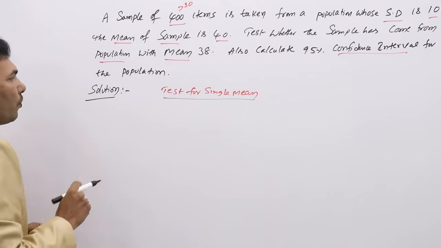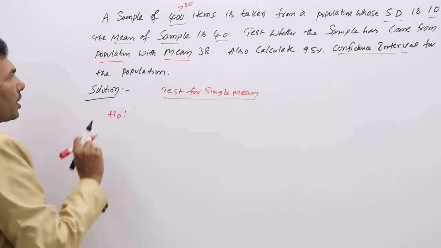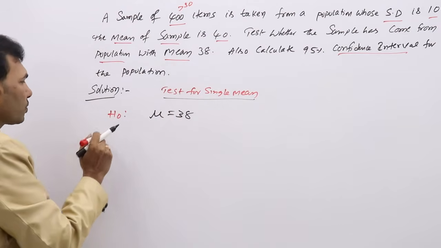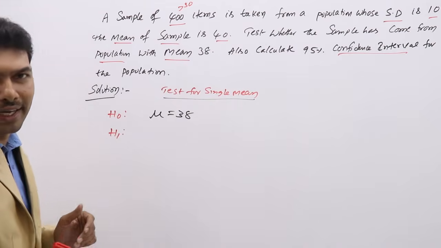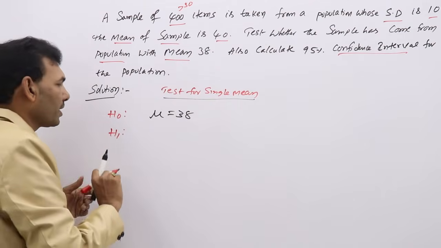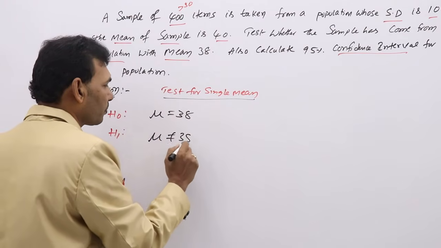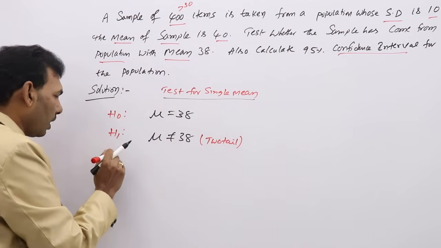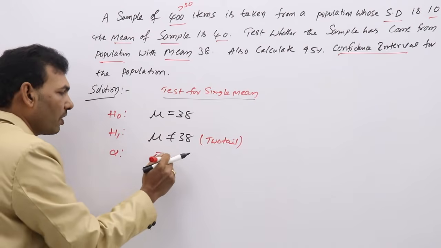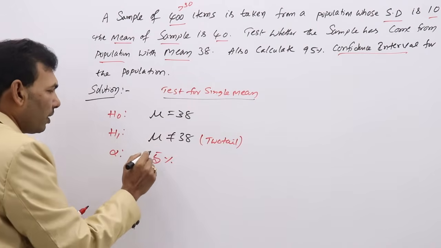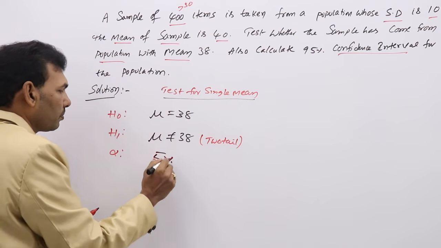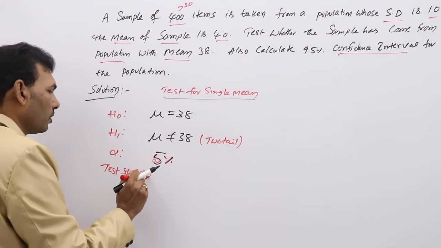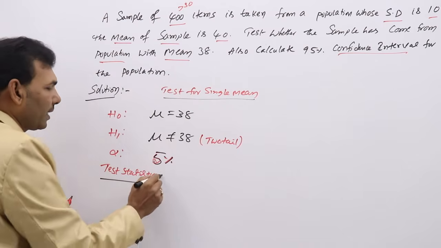So for that, we first write H0. H0: the population mean is 38. For H1, if you have any information regarding H1, note it down. Otherwise, take H1 as not equal to, which is two tail. Confidence 95% means the level of significance is 5%. 5% is alpha. Then the test statistic, that is the formula to calculate the calculated value.